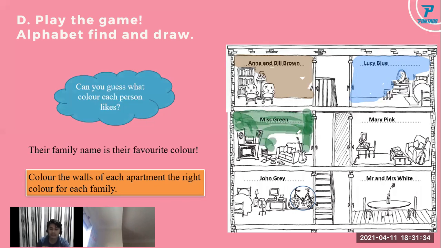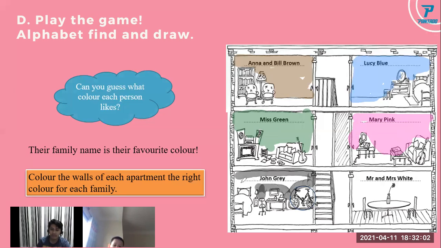Are you there? I'm here. Okay. Of course, we got the pink here. We have gray. Okay, good. I think we're finished. Okay, good. Now let's go to the next part.